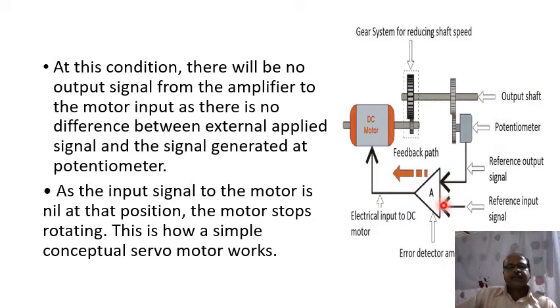If there is a difference, then that difference is given to the DC motor, and according to that the DC motor operates. At this condition, there will be no output signal from the amplifier to the motor input, as there is no difference between the external applied signal and the signal generated at the potentiometer. As the input signal to the motor is nil, because both signals are the same, the input to the motor is nil.